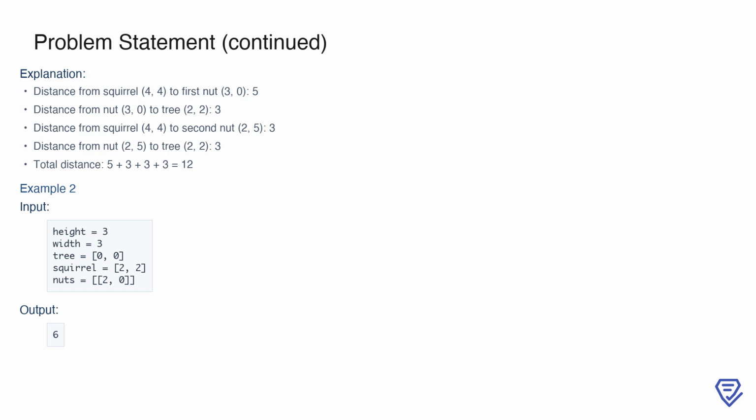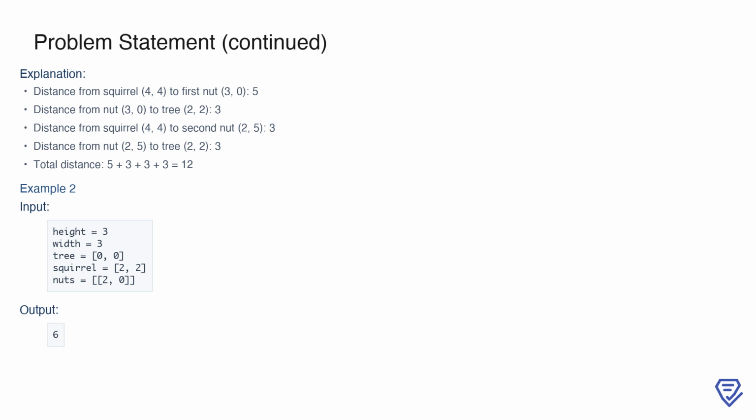Looking at the details of the first example, we can break down the calculation of the total distance. First, the squirrel moves from its starting position at 4, 4, to the first nut at 3, 0, which takes 5 units of distance. Then, the squirrel carries this nut to the tree at 2, 2, traveling another 3 units. Next, the squirrel moves back to collect the second nut at 2, 5, which costs 3 units of distance, and finally stores this nut in the tree, traveling another 3 units. When we sum up these distances, 5, 3, 3, and 3, the total comes to 12.